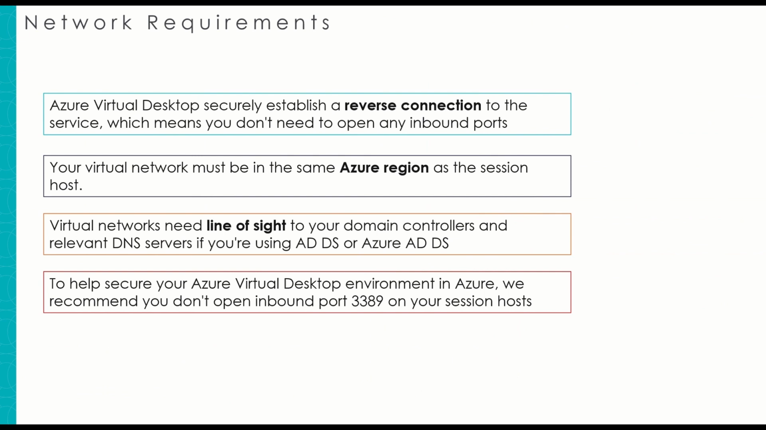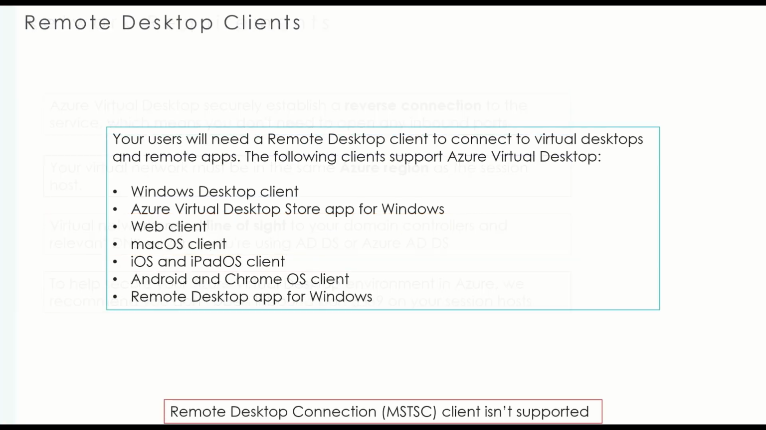Networking requirements. Your virtual network must be in the same Azure region as the session host. Azure Virtual Desktop does establish a reverse connection, so you won't need to open port 3389, for example, and expose that to the public internet. The virtual networks do need line of sight with domain controllers, so if you are using the likes of AD Domain Services or Azure AD Domain Services. And as per what I've already said, you don't need to open up port 3389.